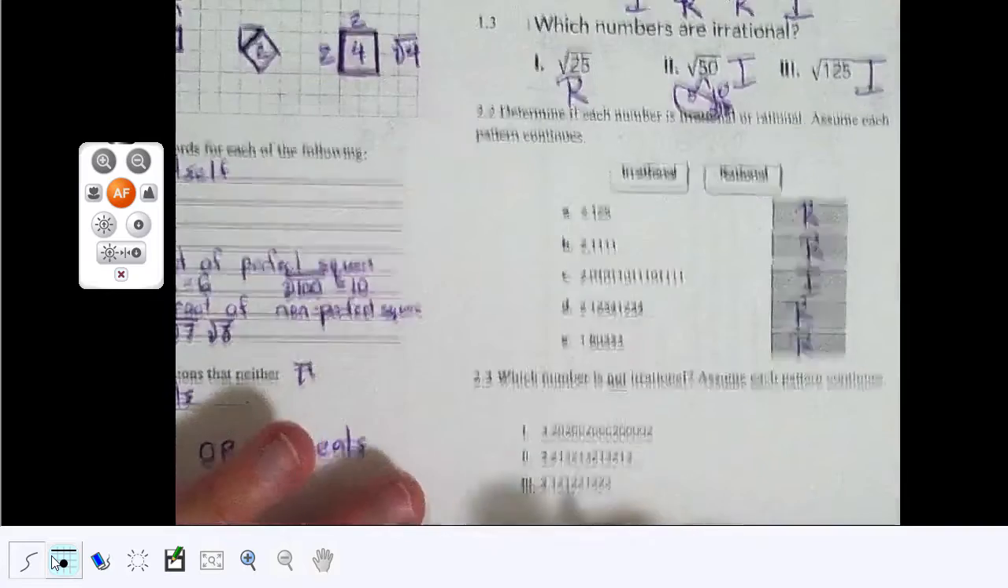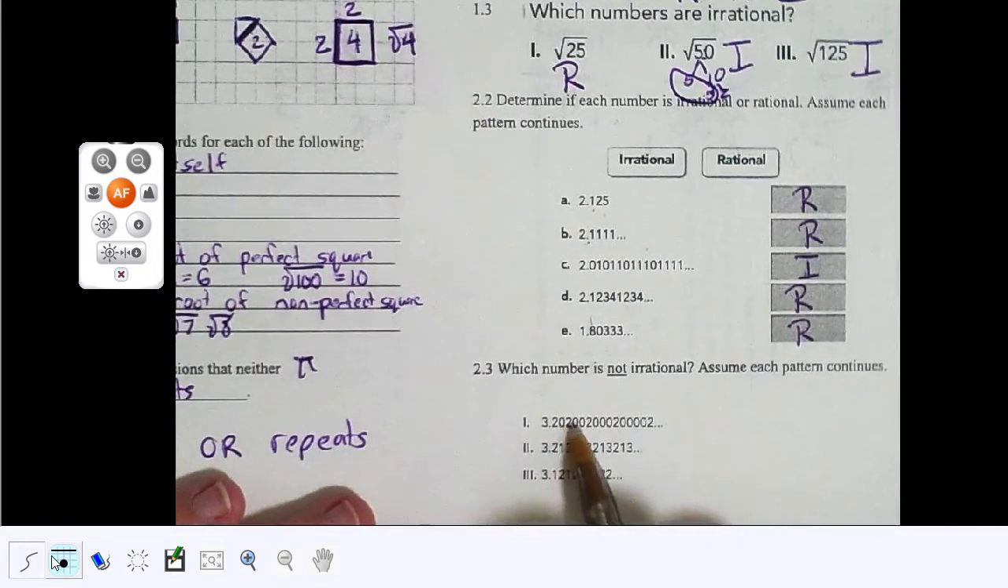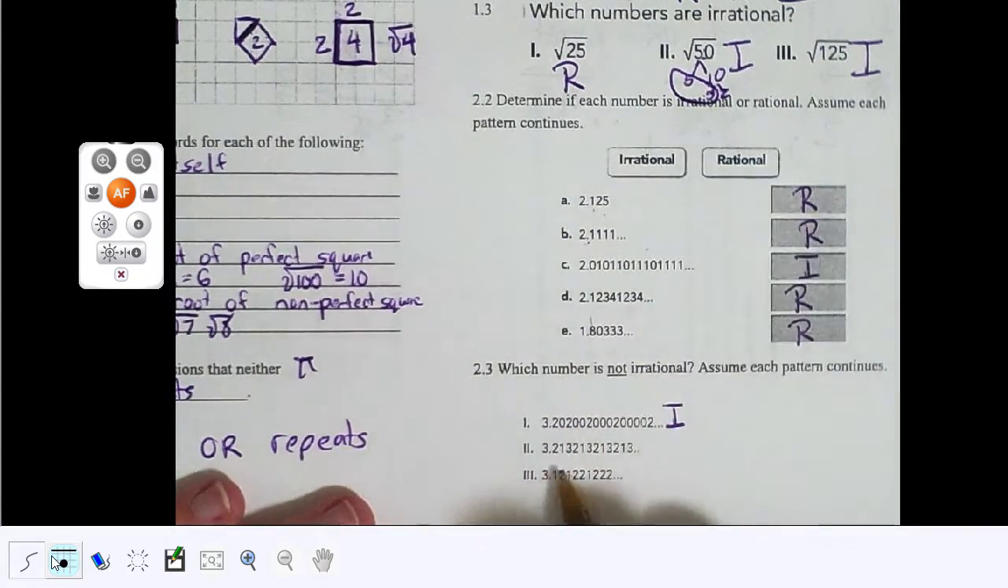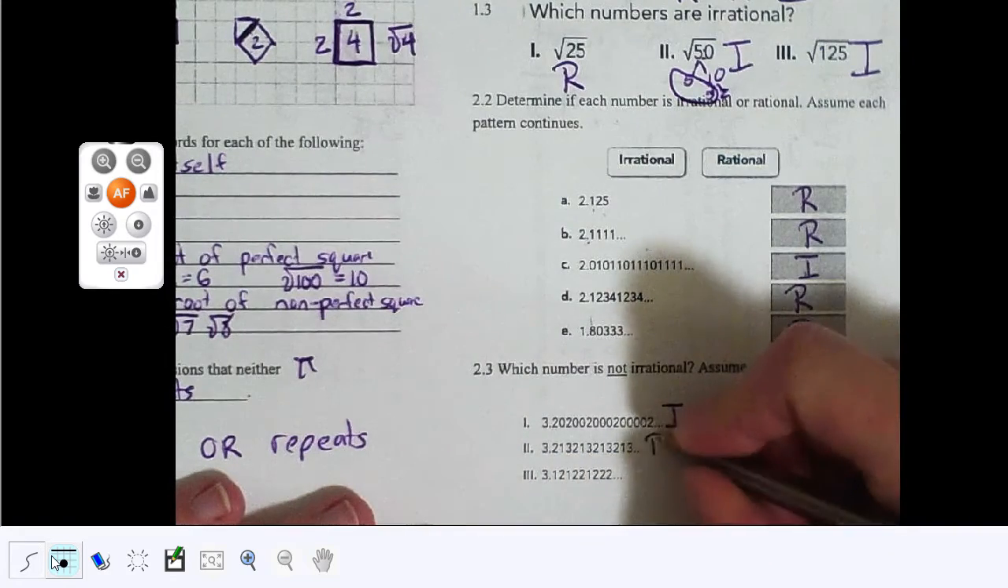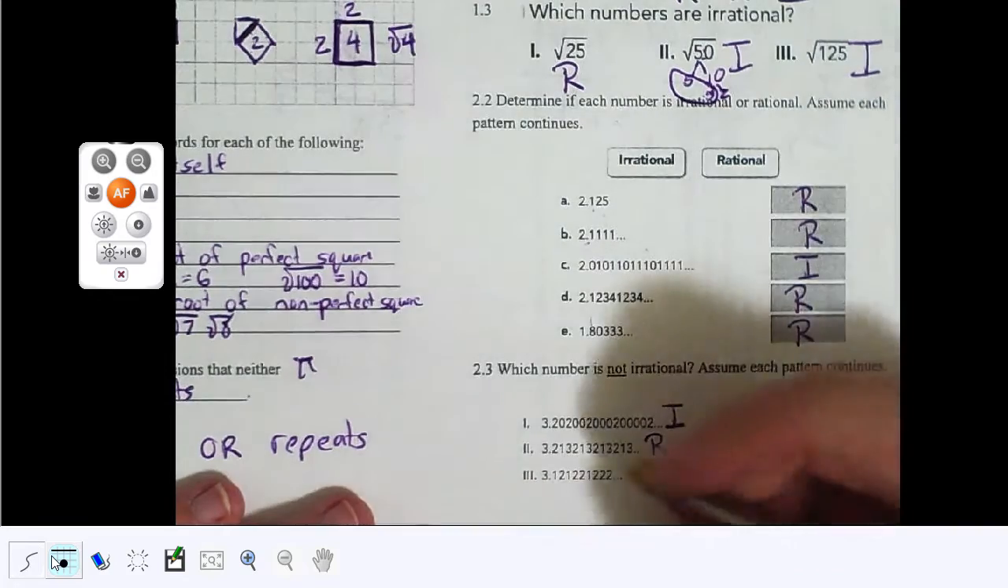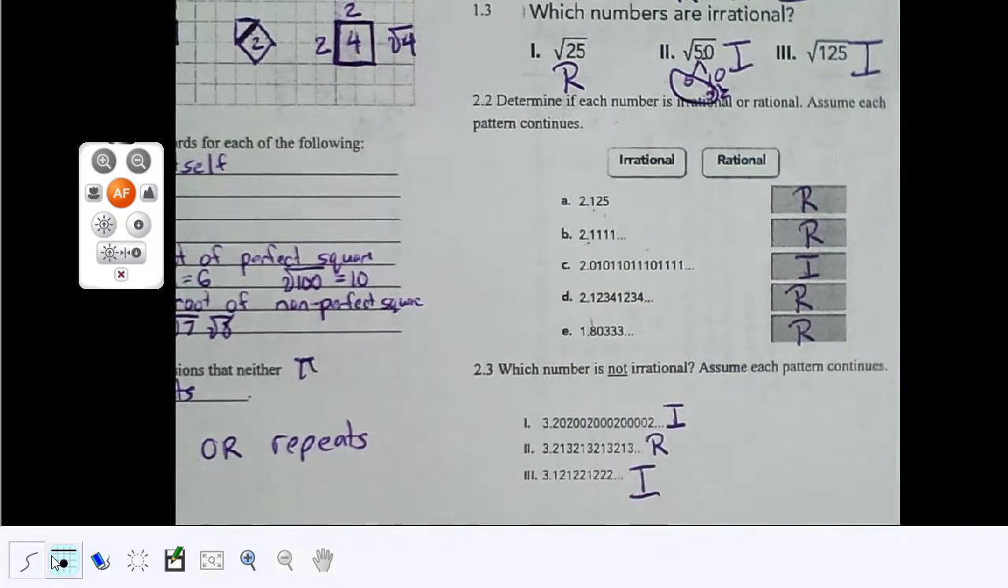All right, which number is not irrational? 3202002002000. Oh, there's that pattern. It's irrational. 321321321. Oh, good pattern. Rational. 31212212222. Again, there's that pattern that makes it irrational.